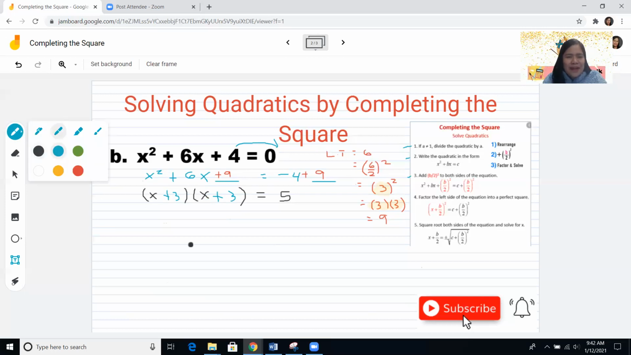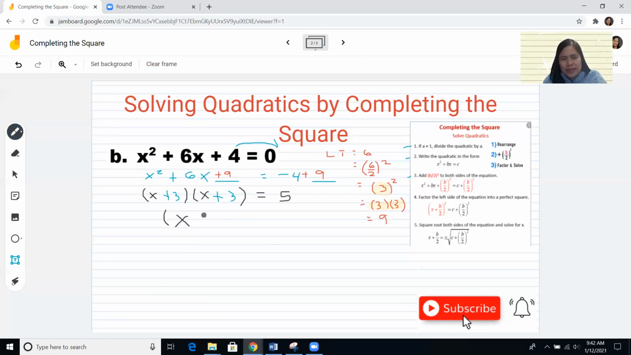Then we'll simplify this one. How many x plus 3 do we have? So we have 2x plus 3 in here. X plus 3, not 2. So x plus 3. Let me correct this one. It's 3, not 2. And then square because we have 2. Remember that the exponent tells you how many times you will multiply the base. The base is x plus 3. Then equals 5. See? Okay, then we'll proceed.